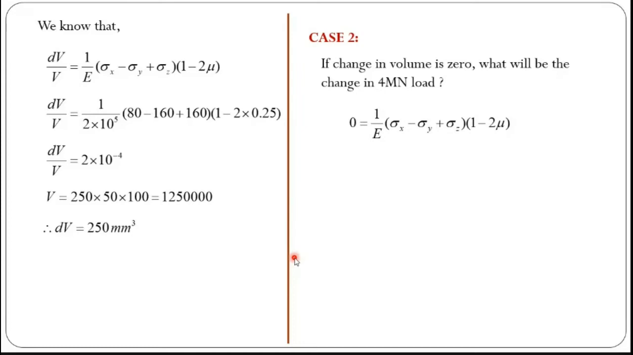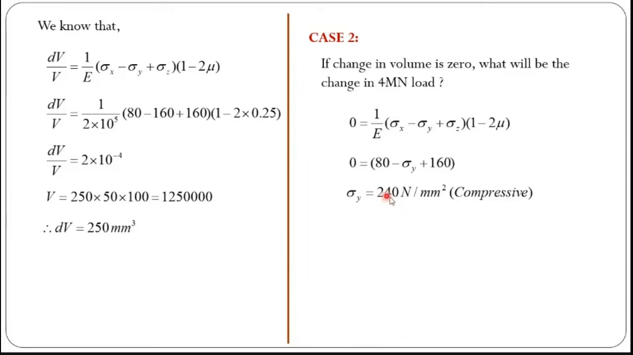Same equation, but now dV by V is 0. In that case, sigma X already identified 80, same thing. Sigma Y is what we are going to identify. Sigma Z is again 160. You substitute. From this, I'll identify the value of sigma Y. So we get sigma Y as 240 Newton per mm square. Of course, it's a compressive force.